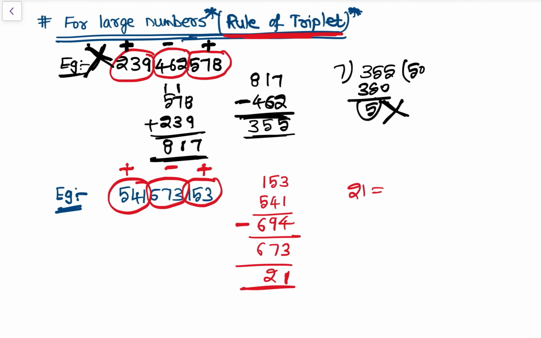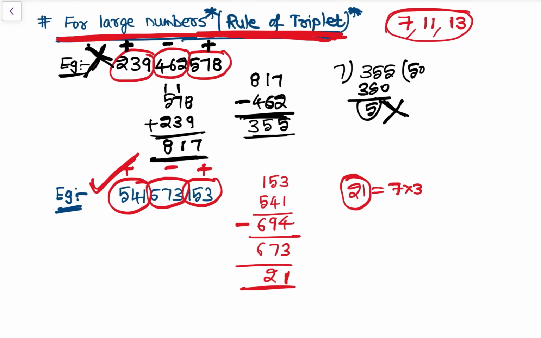So what is 21? 7 into 3 is 21. So that is 21, and 21 comes in the table of 7. So this entire number is divisible by 7. So that is the rule of triplet, the divisibility rule for 7. And we will use this for 7, for 11, and for 13 as well. We can use this rule of triplet. So all three are important, we'll study them. Now we are done with the divisibility rule of 7.